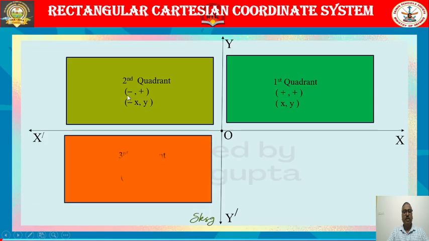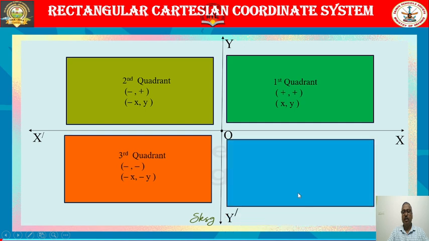In the second quadrant abscissa is negative and ordinate is positive. In the third quadrant both abscissa and ordinate are negative. In the fourth quadrant abscissa is positive and ordinate is negative. These are the four quadrants, so any point can be represented in any quadrant.